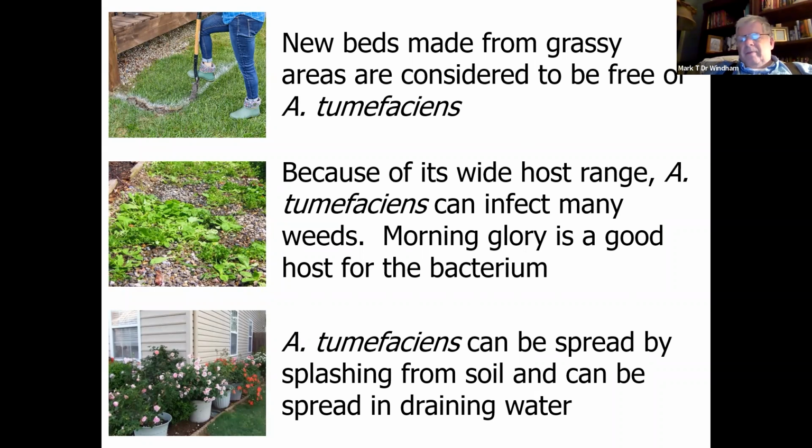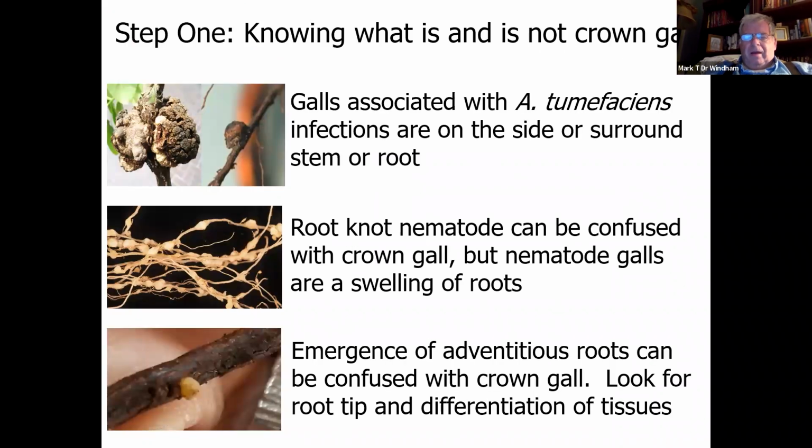Now, in addition to being spread on plants and on pruners and cultivation equipment, Agrobacterium can be spread by splashing from soil. If you look at that picture at the bottom, look at those containers. Now, they're pretty tall, okay? But if there was some water that ran off the roof and splashed that soil and Agrobacterium was in the soil, there's a good chance you could wind up with some of it in your pot. Once it's there, it's going to go to work. It can also be spread in draining water. And we'll talk a little bit about some of the things that you can do in just a minute.